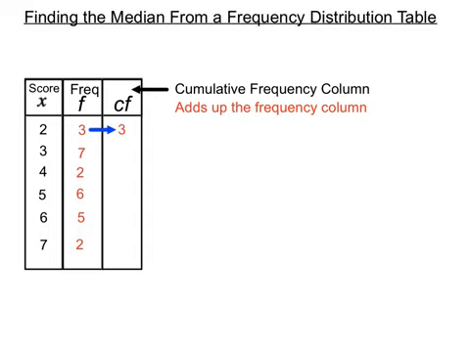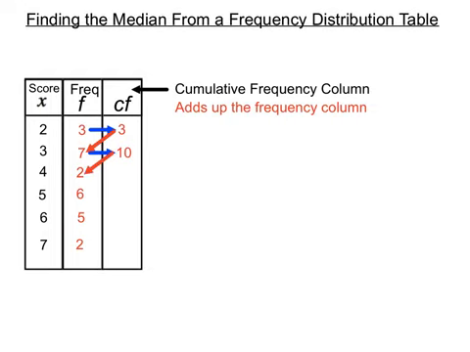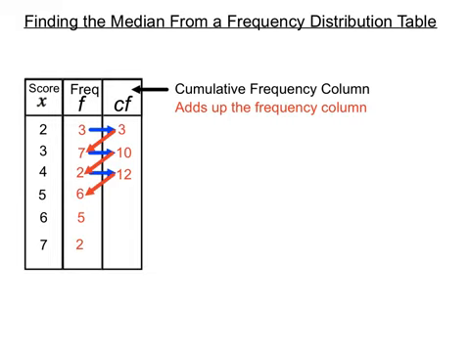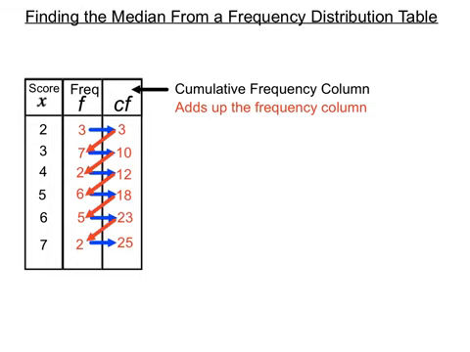Okay, so adding that frequency column up, the first item is a 3, so far the total is a 3. Then we add the next frequency to it, so the total so far after the first two types of scores is 10. There are 10 scores so far. Then we add the next frequency to make 12. Then when we add a 6, our running total is 18. Add a 5, we have a running total of 23. And we get a total of 25 in that cumulative frequency column.